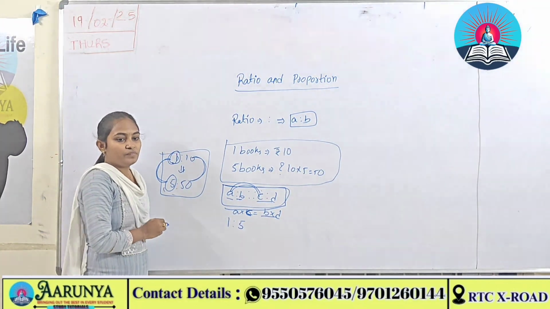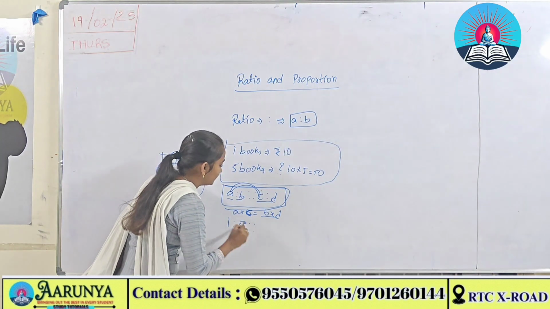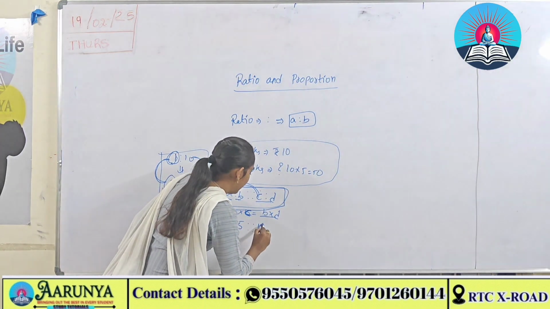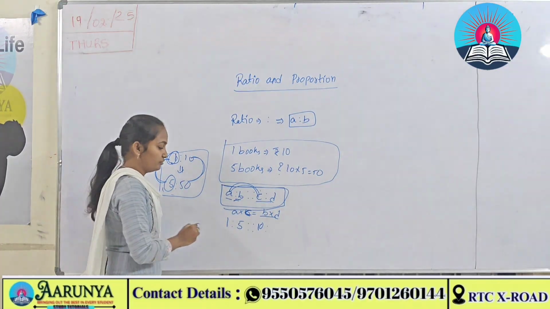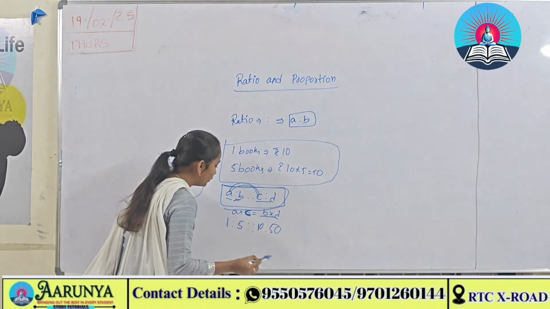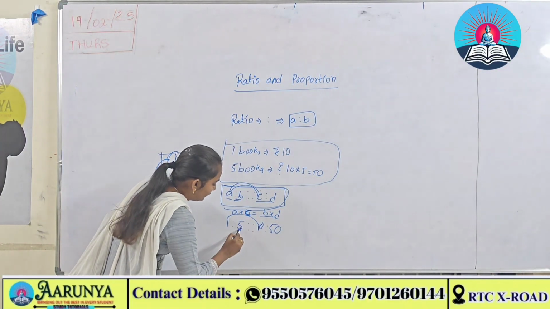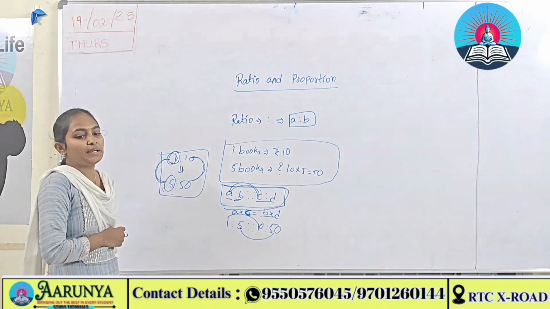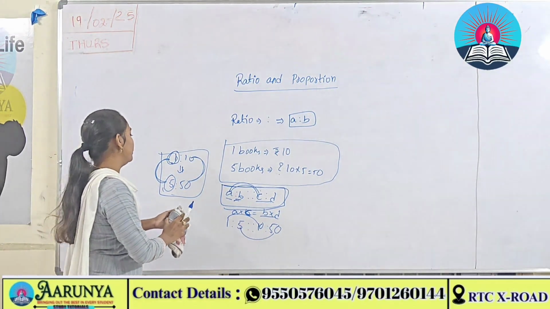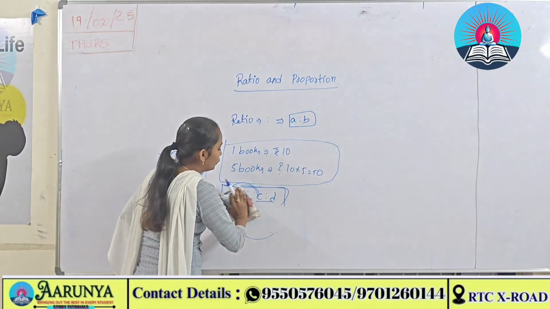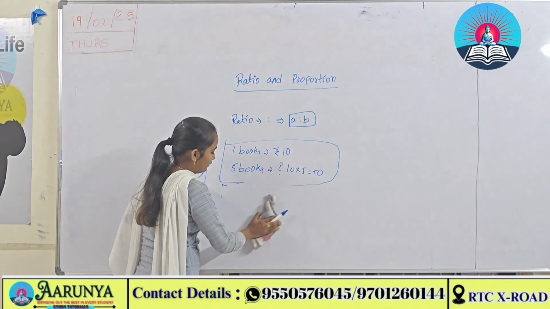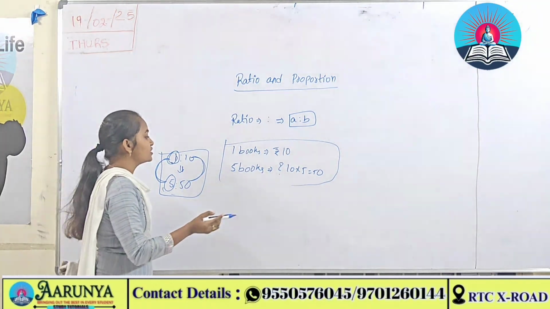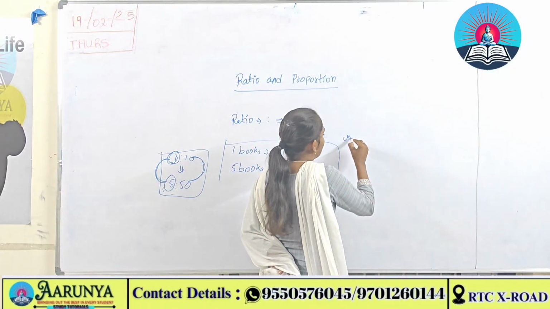1 is to 5. Then I will write prices. What is the cost of one book? 10. Exactly. And what is the cost of 5 books? 50. Yes. Now we can see 1 is to 10, 5 is to 50. So when ratios are equal, we can write it as a proportion. And we have another method to find that, called the unitary method.